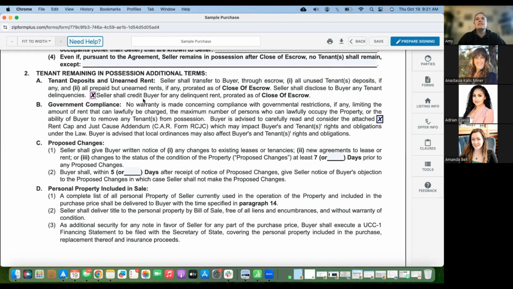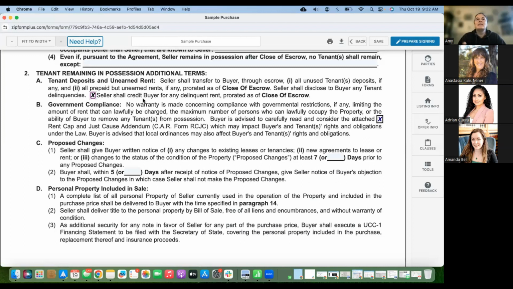Oh, did you have a question, Anastasia? Yes. In that instance, can you request that those people be vacant by the time of close of escrow, or do you not have that say if they're delinquent on their rent? Yeah, so this is a good conversation to have with the listing agent prior to writing the offer.